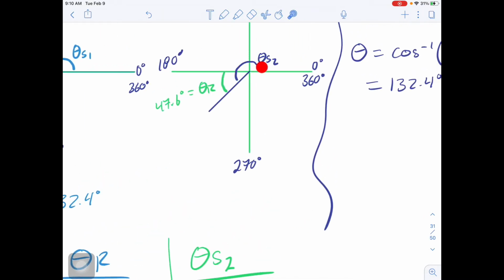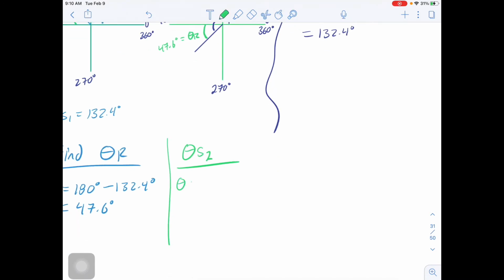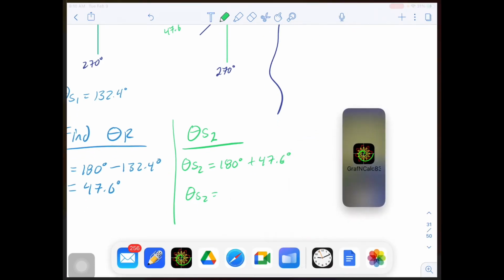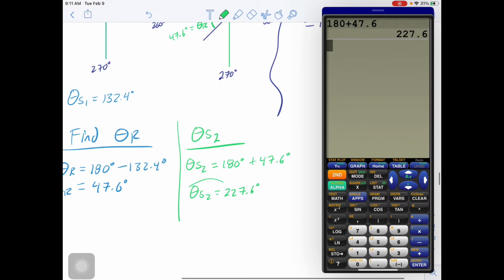So this standard angle 2 will be found by adding 180, so this angle here, plus the reference angle. So standard angle 2 will be 180 degrees plus 47.6 degrees. And that will give me 180 plus 47.6. That gives me 227.6 degrees. So there's my two standard angles.